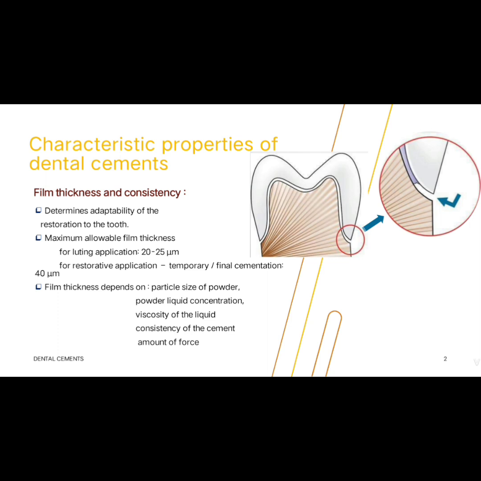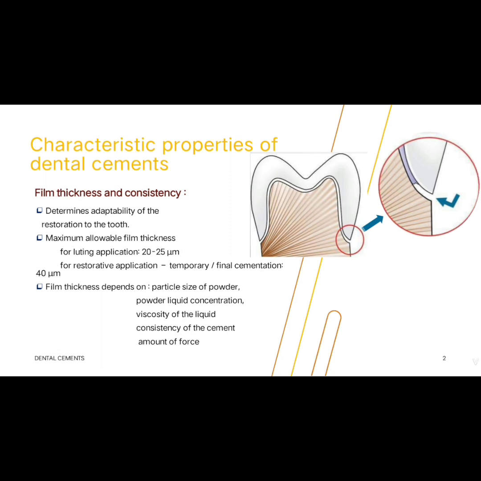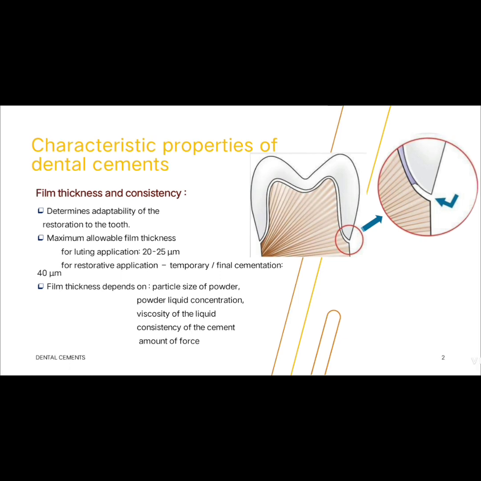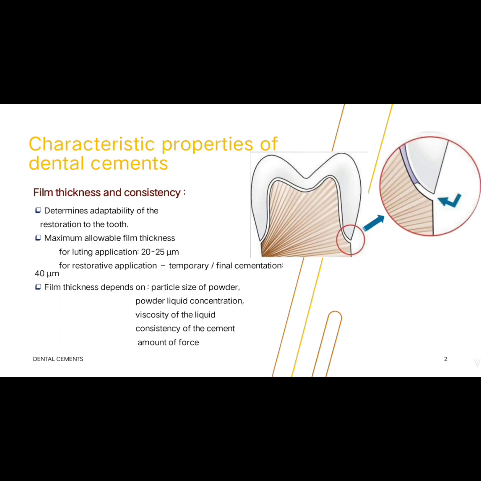Now the film thickness basically depends on 5 properties, that is particle size, powder liquid ratio, viscosity of the liquid, consistency of the cement, and amount of force. Here we have mentioned that the luting film thickness should always be less, that is 20 to 25 micrometer. Why is that so? Because the lesser the film thickness, the greater the flow. Because the flow is more, there will be more wetting of the tooth as well as the restorative surface, and thus improving the seating of the restoration.